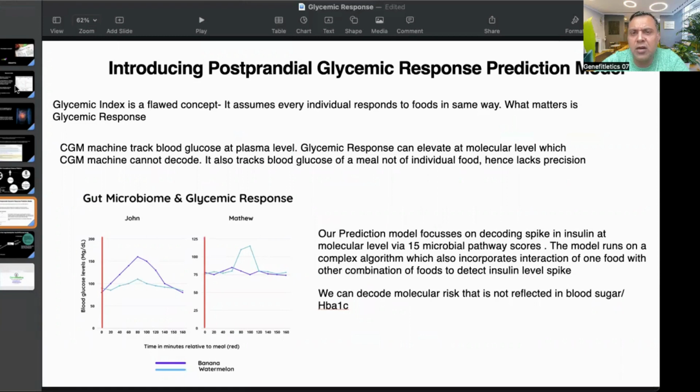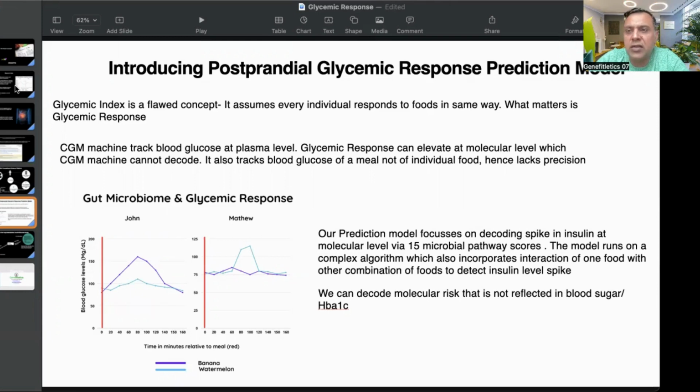So again, CGM machines also track your blood glucose level at plasma level, right? So it actually tracks meals. You will not say I'll first eat rice, then eat rajma, then sabji, then pickle or curd, right? So essentially it assumes that only carbohydrates can spike your blood sugar level. So again, CGM is another version of guesswork, right?